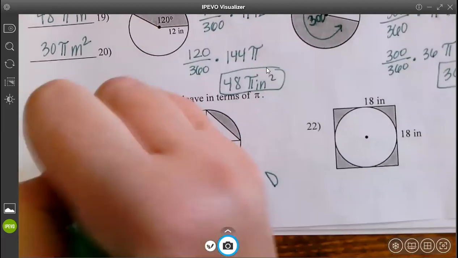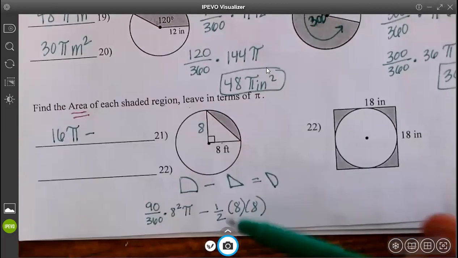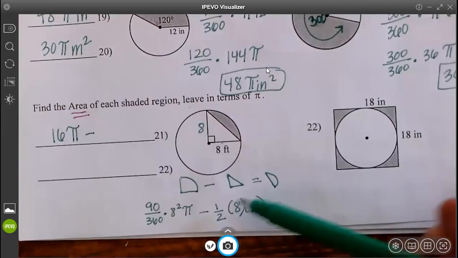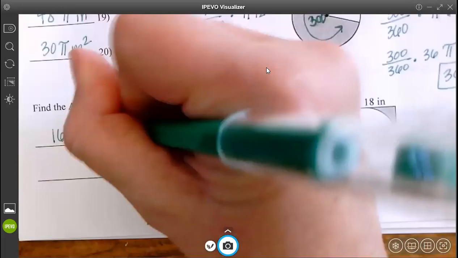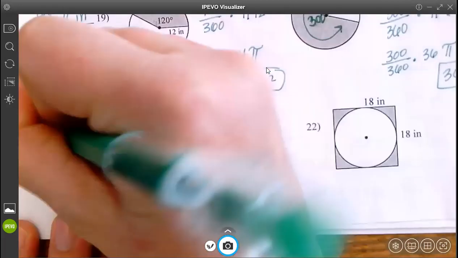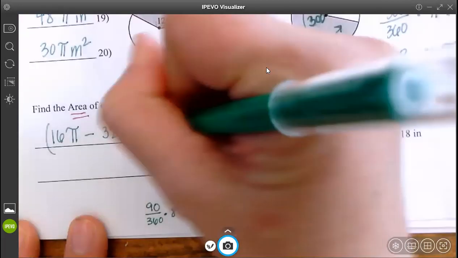And then I'm going to subtract what this is right here. So this is 8 times 8, which is 64. And when I divide that by 2, I get 32. So I'm getting 32, and all of that is going to be feet squared.